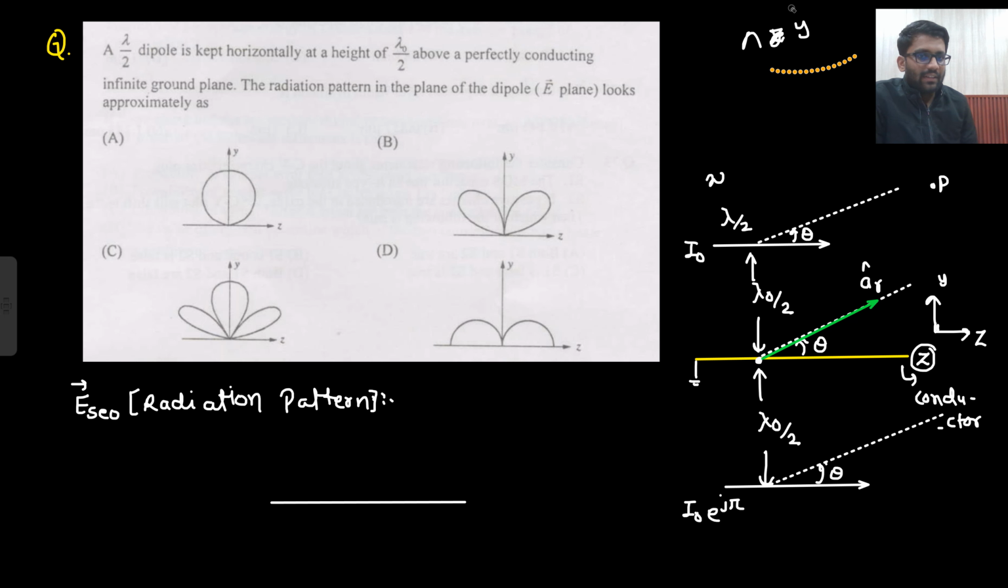So theta is the angle, that is our polar angle. Polar angle is the angle measured from the Z axis only. So this will be angle theta, this will be angle theta, and this will be angle theta.